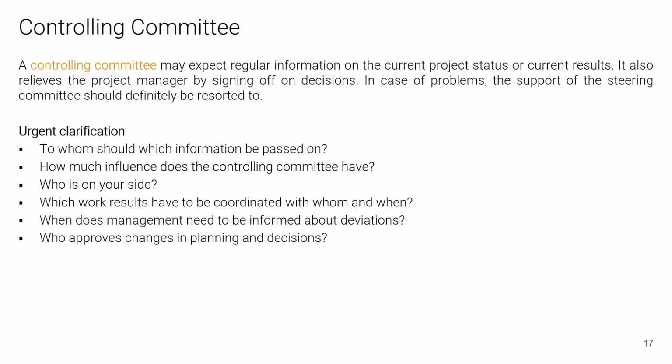The question also arises, what influence does the controlling committee have? Who is on my side here, or whom do I possibly still have to convince? When do which work results have to be coordinated with whom? When does management have to be informed about deviations?